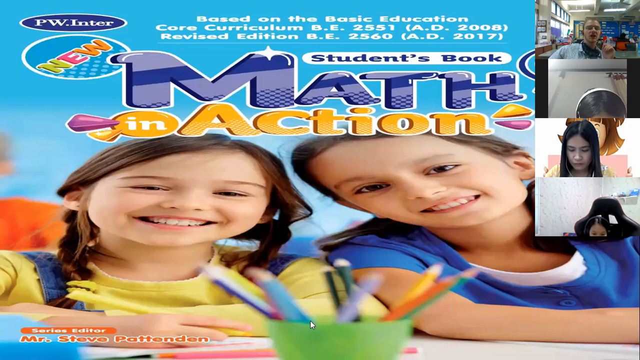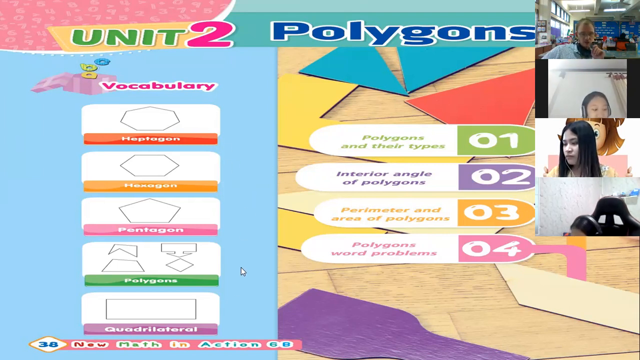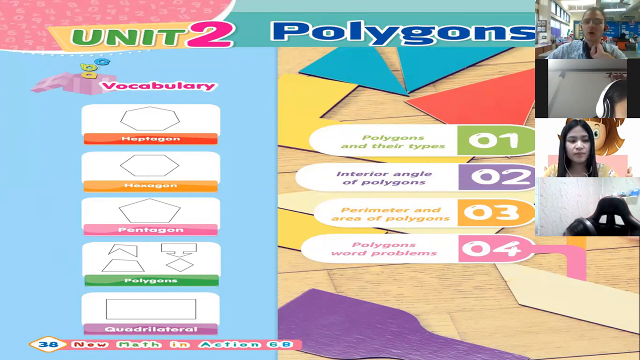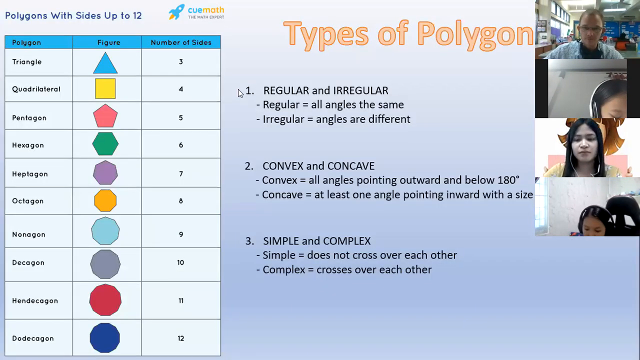So last week we had some break and the week before that we completed triangles. So today we're going to start with polygons. Okay. We're not going to do the vocabulary now. We will do it when we are looking at the specific polygons because there's quite a few. So what is a polygon?